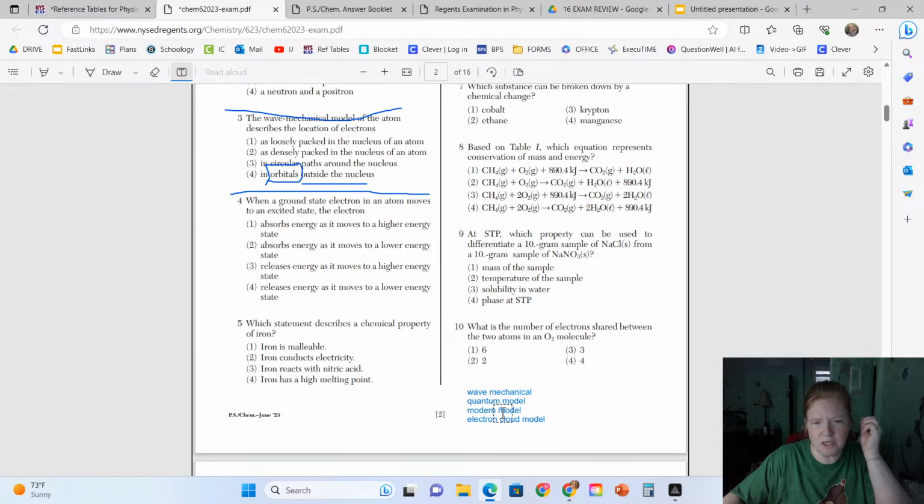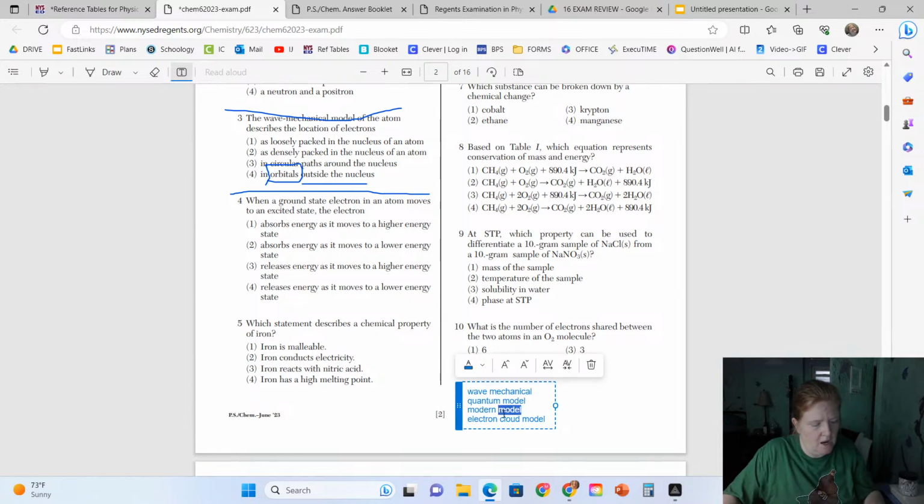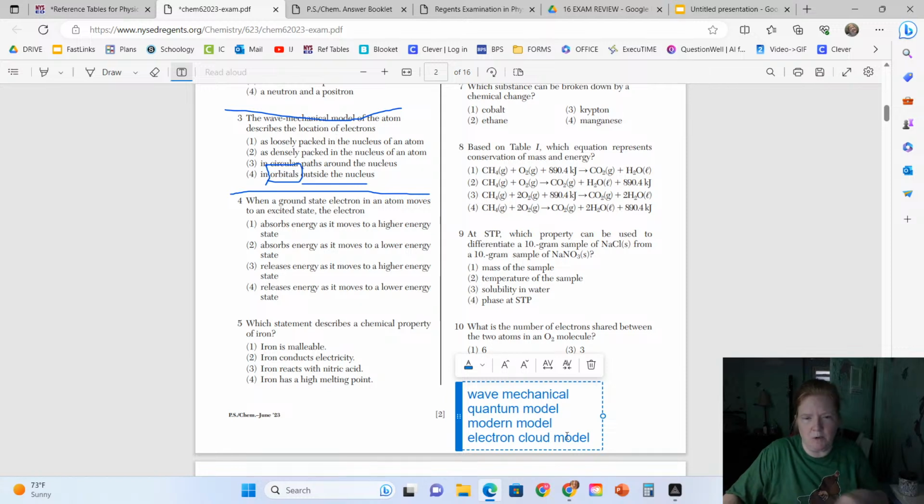It's kind of obnoxious. Why can't they just be consistent? You can see them hopefully right here. Those four all mean the same thing. If they're talking about a different model, they won't really name it like that. They won't call it the plum pudding model. They will talk about after the cathode ray experiment or after the gold foil experiment.